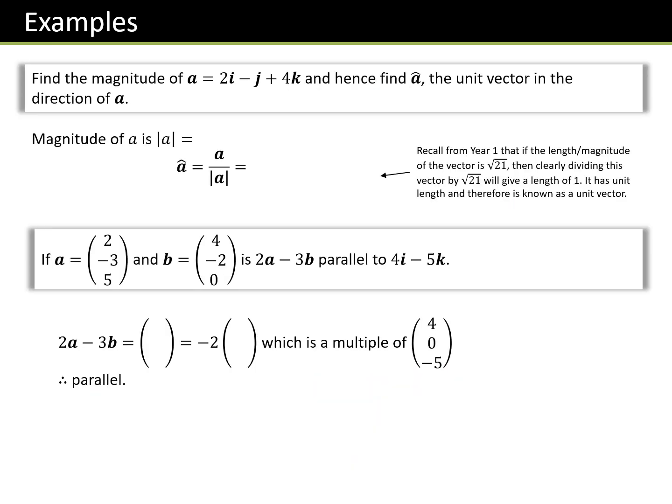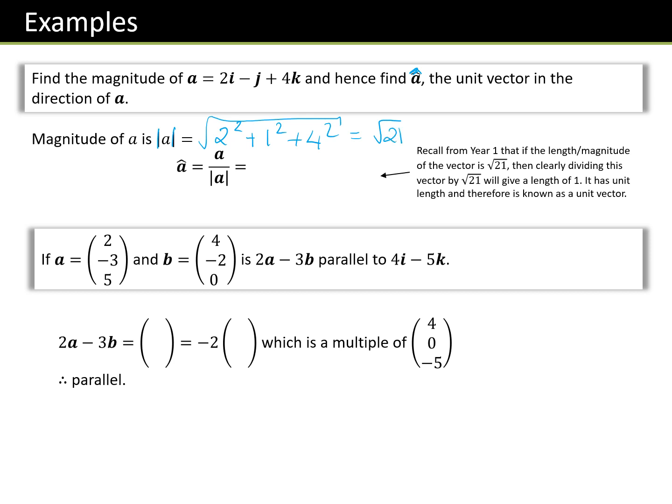Here, looking at some more examples, we've got to find the magnitude of a and hence find the unit vector. Now, the symbol for unit vector is this a hat, and a unit vector is just a vector in the same direction, but instead of being length, whatever the vector is, it's going to be length 1. So first of all, we need to find the magnitude, and the sign for that is these modulus lines. So we're just going to apply Pythagoras' theorem as we've been doing. So it's 2 squared plus 1 squared plus 4 squared, and take the big square root. That would be the length of the line, so that's going to be the square root of 21.